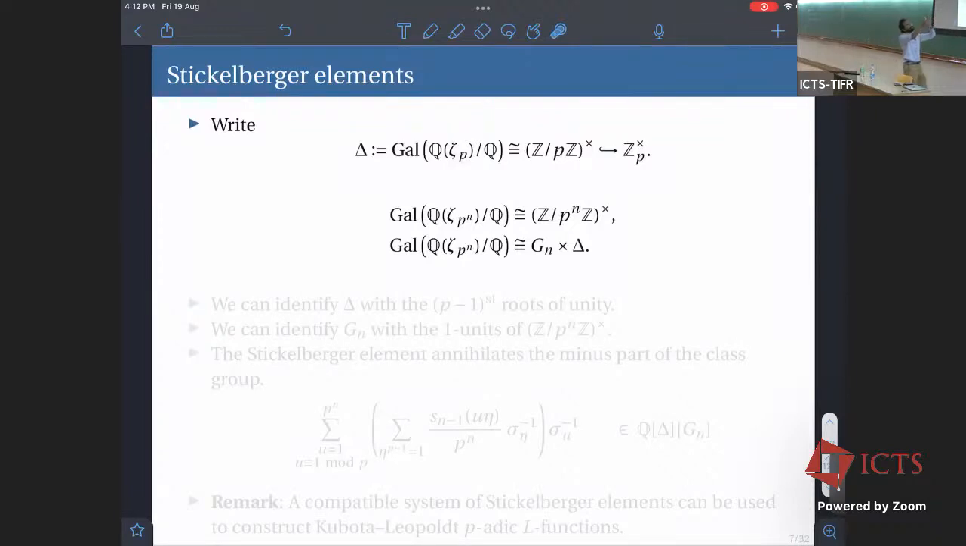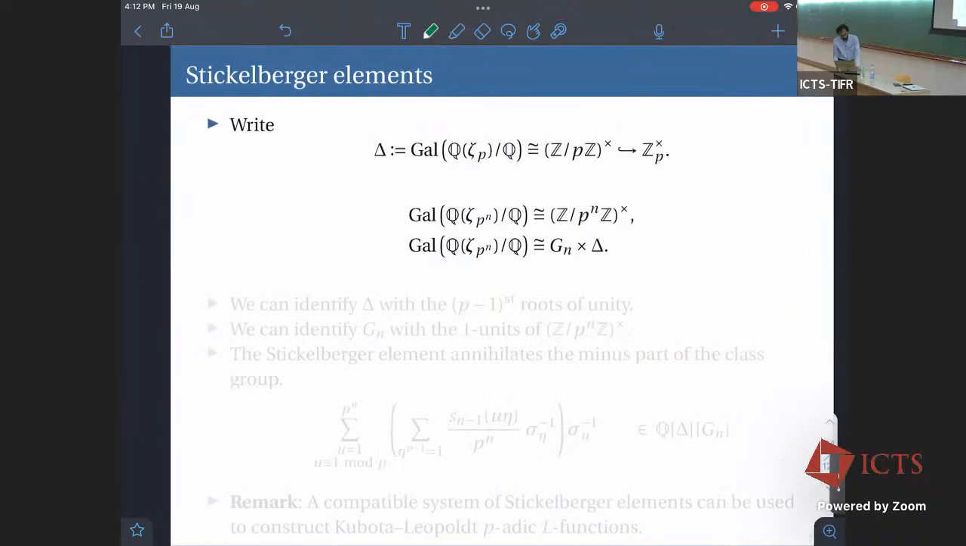And so it's isomorphic to (Z/p^nZ)^×. So there's a p part and there's a prime-to-p part. I'm calling the p part G_n, and I'm calling the prime-to-p part delta. So this is prime to p, and this is the p-primary part.